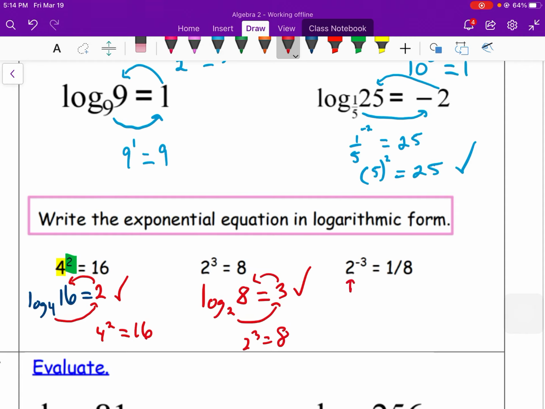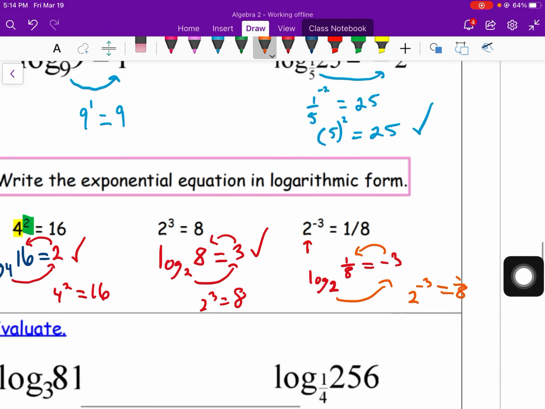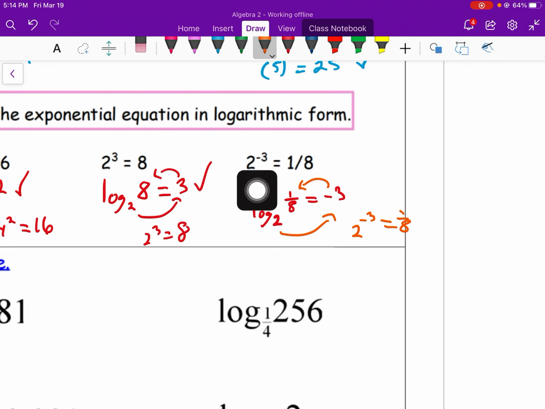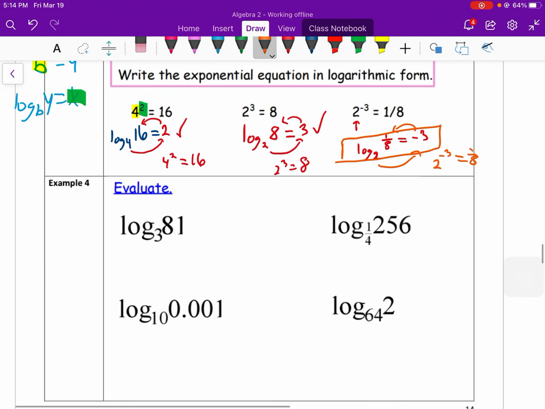Our base is 2. So let's log base 2 of whatever it equals, 1/8, equals negative 3, because that's our x or our exponent. And then let's just one more time confirm 2 to the power of negative 3 equals 1/8. So it's a negative exponent, so we would need to rewrite it. Well, actually, we're just trying to show that it's the same here, and it is, so that looks good. So that's how we'll rewrite those.